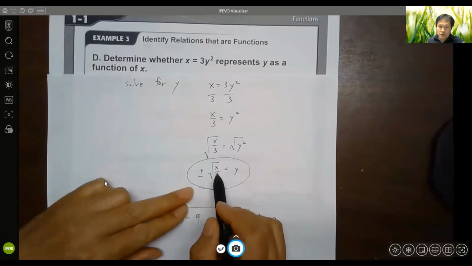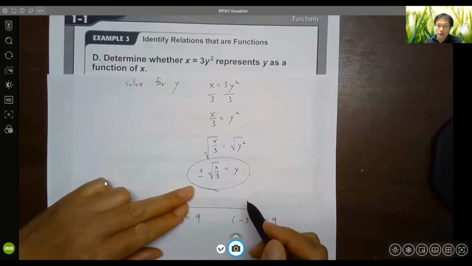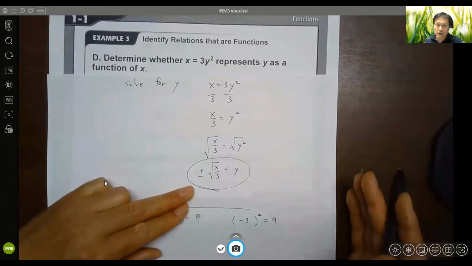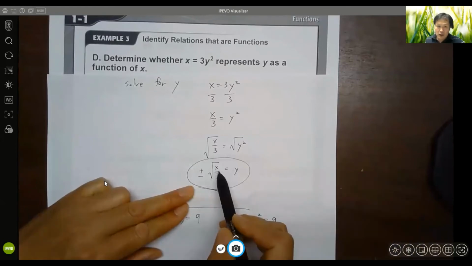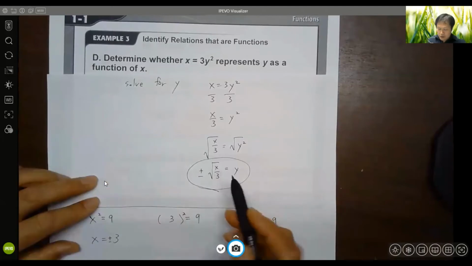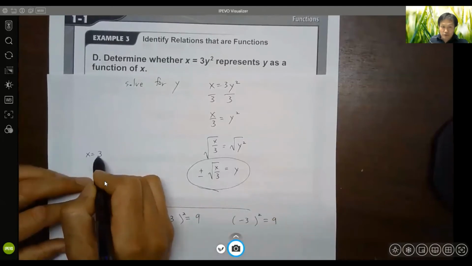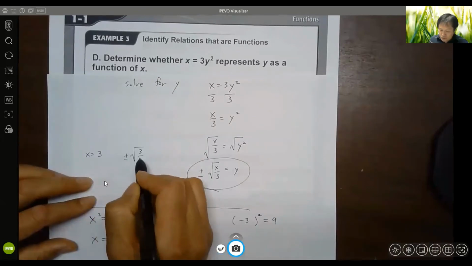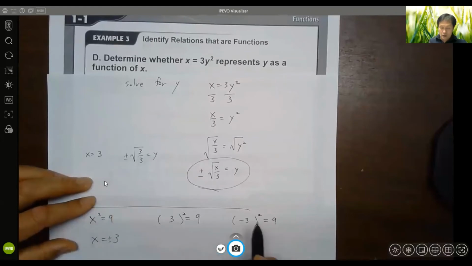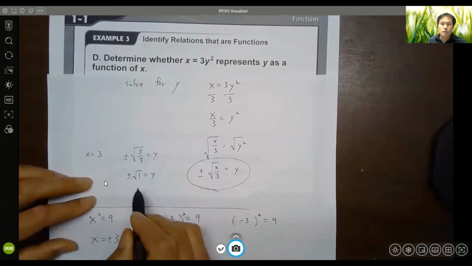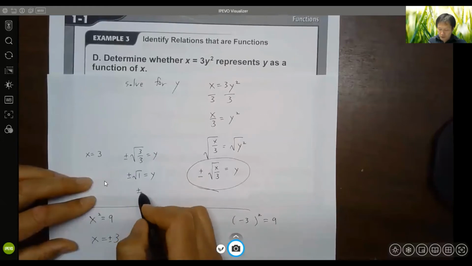So what happens here? What if we plug in a certain value for x? Let's just choose an easy value. 1 is okay, 2 is okay, but 3 will be a great value for x. So what happens if you plug in x equal to 3? Plus minus square root of 3 over 3 equal to y, so 3 over 3 is 1, plus minus square root of 1 equal to y, square root of 1 is 1. So plus minus 1 equal to y.